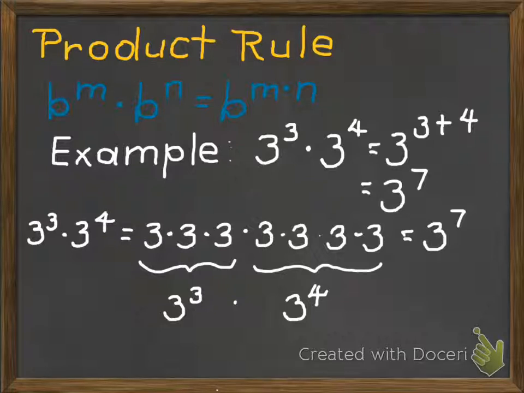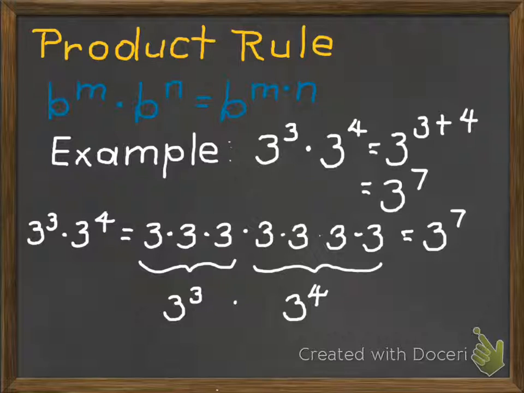Well, let's do it all out as if we didn't know that exponent rule. 3 to the power of 3 we would write as 3 times 3 times 3, with 3 as a repeated factor 3 times. 3 to the power of 4 is 3 times 3 times 3 times 3. And we're multiplying the 3 to the 3 times the 3 to the 4. So if we wanted to rewrite 3 times 3 times 3 times 3 times 3 times 3 times 3 using an exponent, we would write it as 3 to the power of 7.